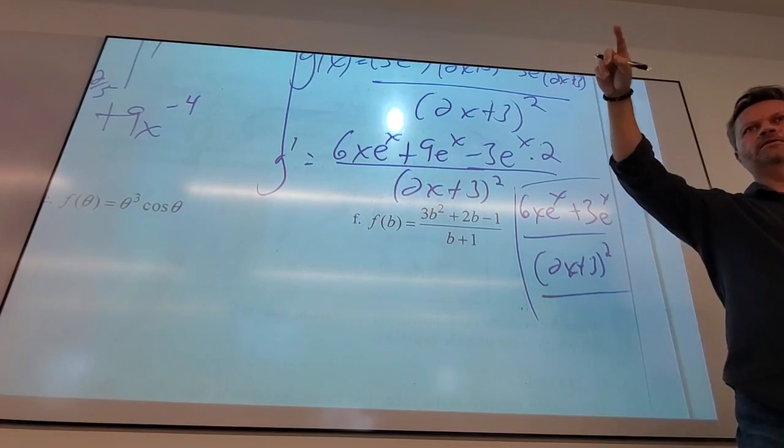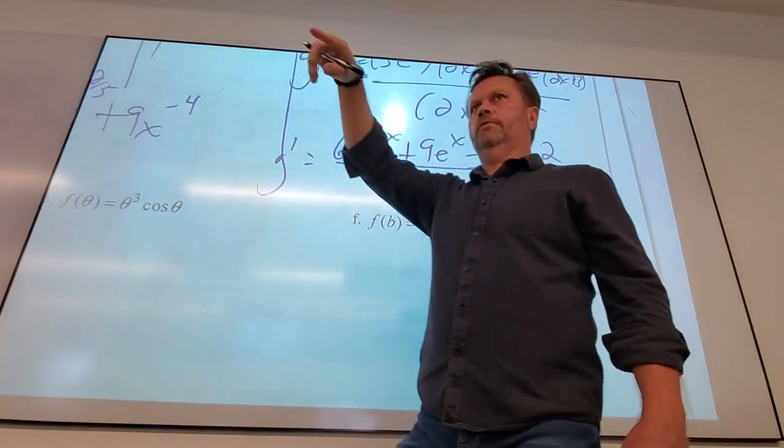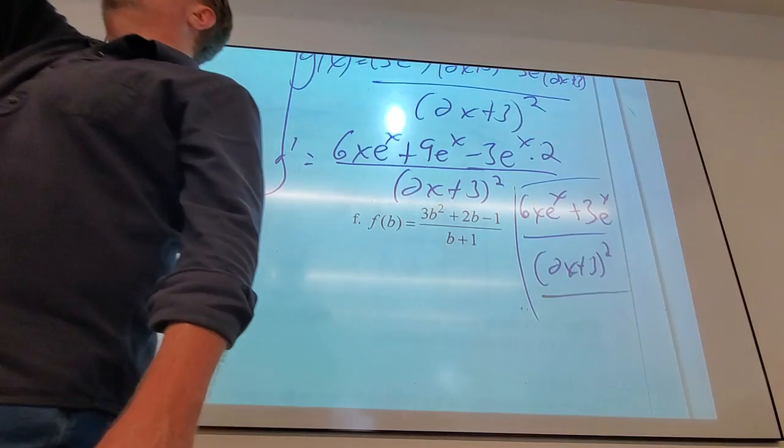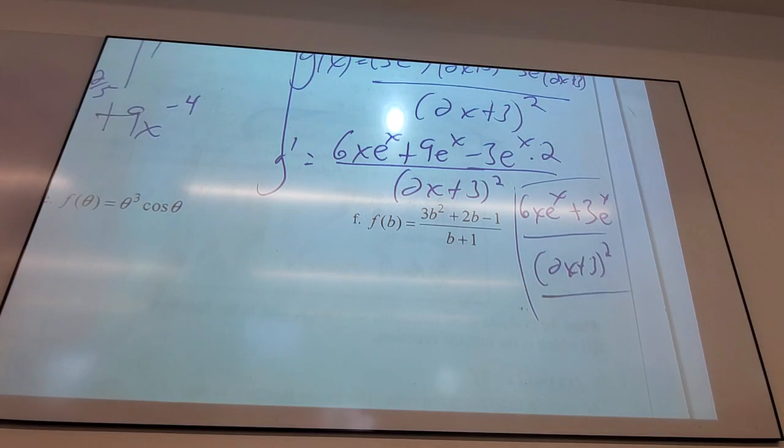What does that mean? Tangent line horizontal. Where's the slope 0? And when would the slope be 0 here? If the top is 0. If you factor the top, I can see where it's 0. So it kind of depends on what comes next. And if nothing comes next, it doesn't matter.